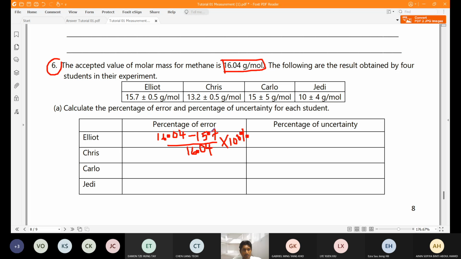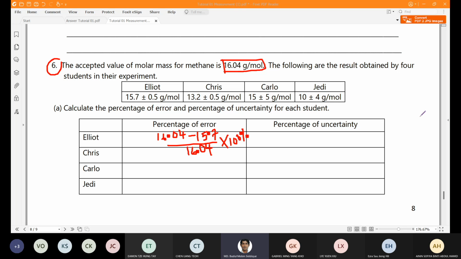Because everyone got less than the actual value, which is 16.04 gram per mole. So now, the percentage of error for Elliot is 16.04 minus 15.7, right? We do it in this way. We know how to find the percentage of error for Elliot, and for other students as well.